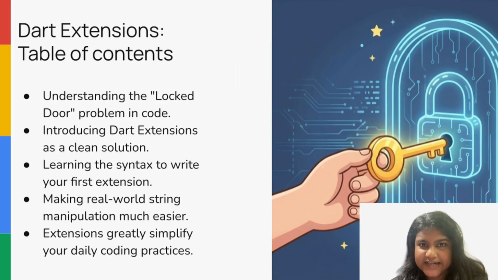So, before we proceed, let us first look into a roadmap. First, we'll define the locked door problem, the frustration that led to the invention of extensions. Second, we'll introduce Dart extensions as the structural solution to this problem. Third, we'll analyze the syntax required to implement extensions, including type resolution and scope. And fourth, we'll review real-world implementations for string manipulation and discuss how this simplifies the development lifecycle.